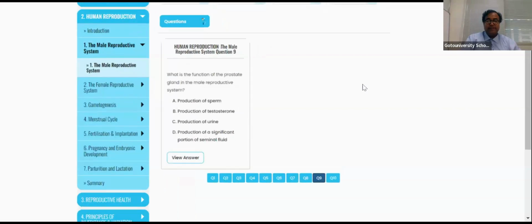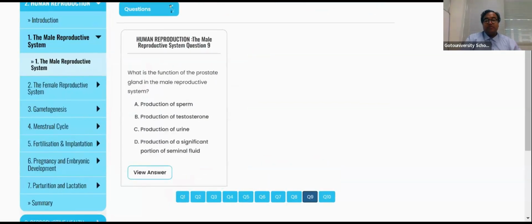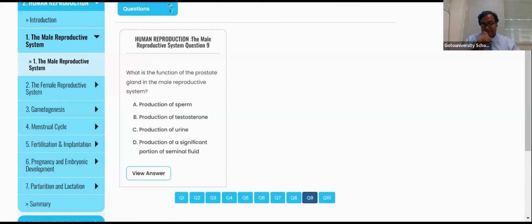So now we are entering into the ninth question for discussion. Basically, this is the board exam preparation time, so we are concentrating on many questions in addition to the content explanation.